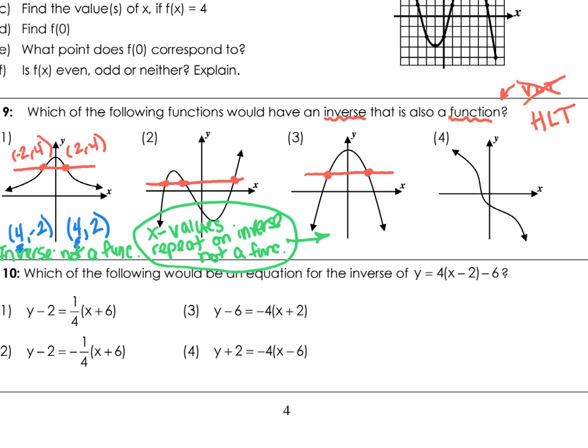Down here in number 4, you're going to see no matter what horizontal line we draw, no y values will repeat. So no x values will repeat on the inverse, and this one will be a function. So this graph here will have an inverse that's a function, even though you don't see the inverse.